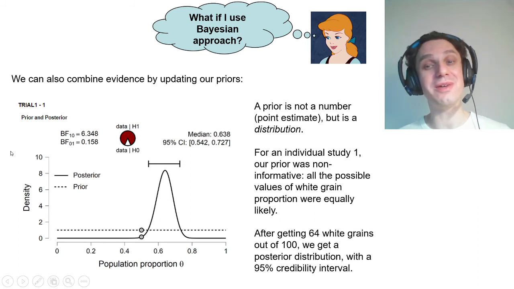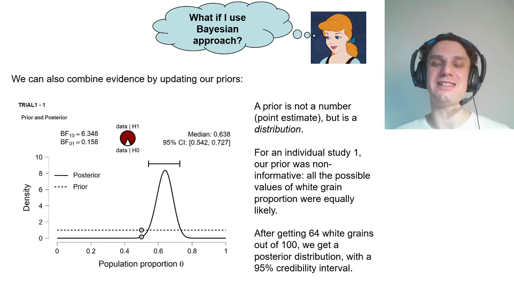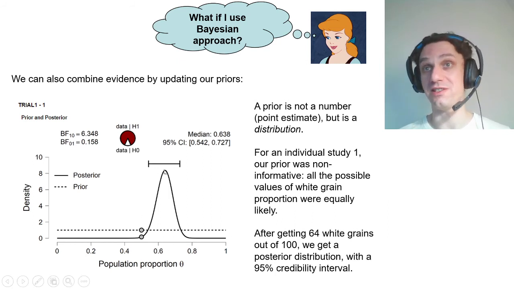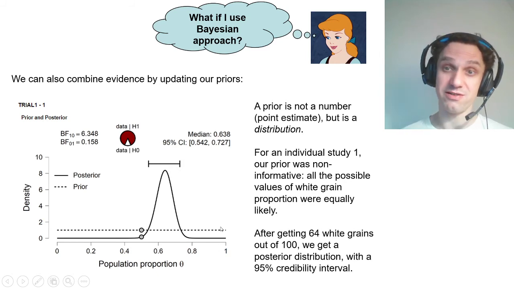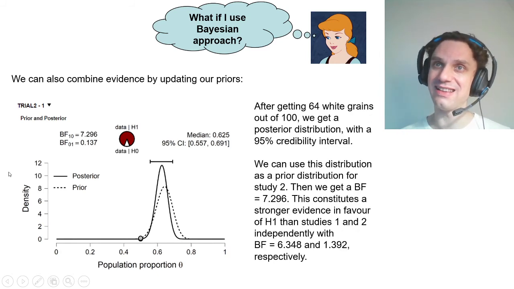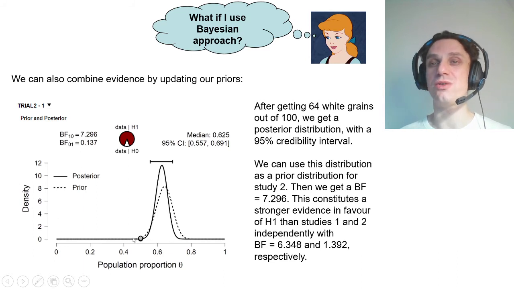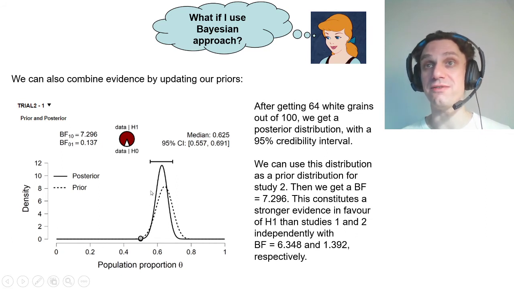Now, how can we incorporate the next trials? Now we can use this posterior distribution from this first trial as a prior for the second trial. And this is what happens. So we can model this distribution that we got from the first trial as a prior for the second trial. And in the second trial, we got something like 61 white grains out of 100. And as a result, this updates our information.